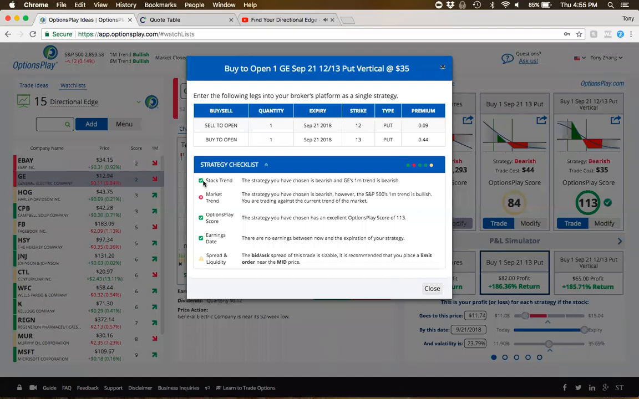So if this is telling you you're trading with the trend of the stock, but you're trading against the trend of the market. The OptionsPlay score here is pretty good. There's no earnings between now and expiration, which is something that we see a lot of beginners tend to overlook before they place that trade.